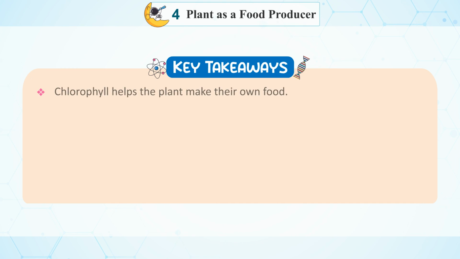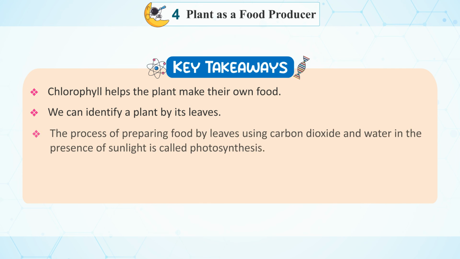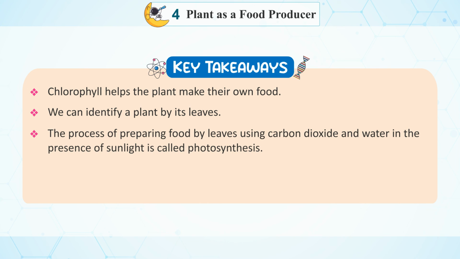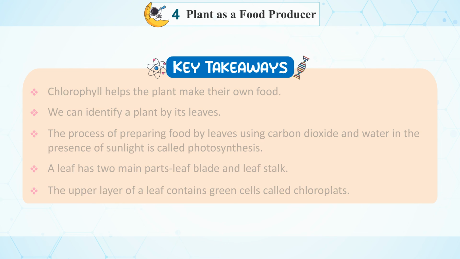Key takeaways. Chlorophyll helps the plant make its own food. We can identify a plant by its leaves. The process of preparing food by leaves using carbon dioxide and water in the presence of sunlight is called photosynthesis. A leaf has two main parts, leaf blade and leaf stalk. The upper layer of a leaf contains green cells called chloroplasts.